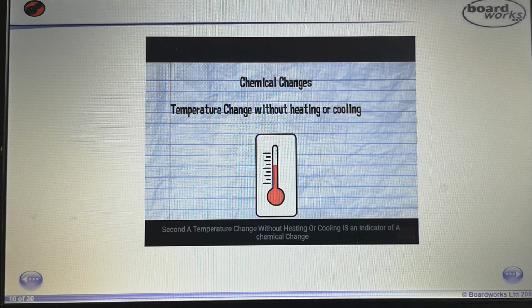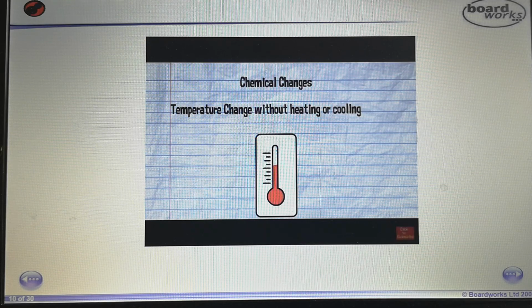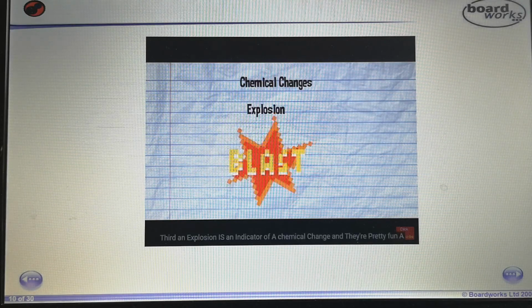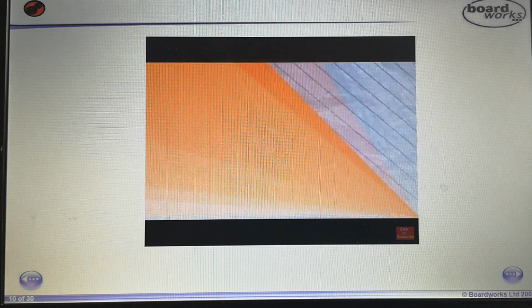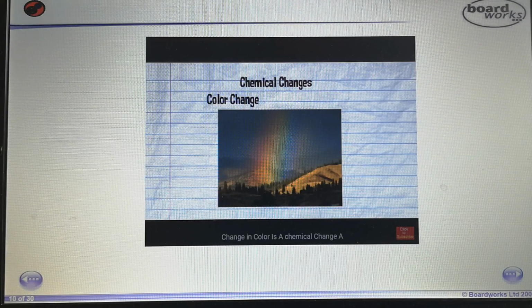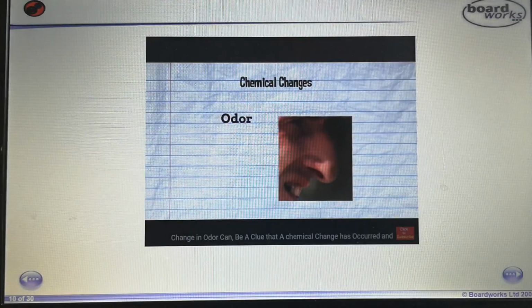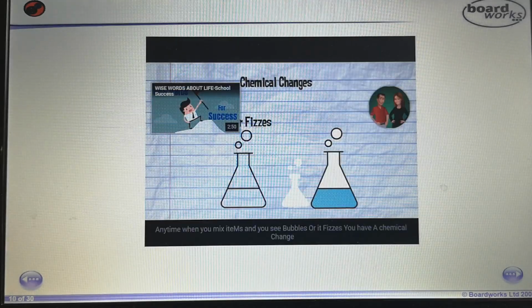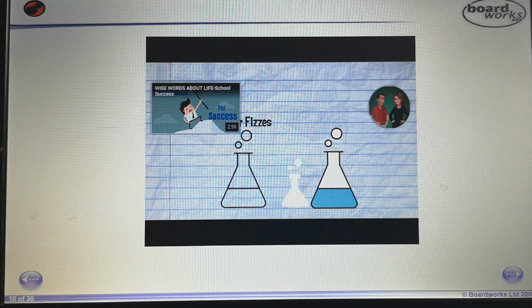Second, a temperature change without heating or cooling is an indicator of a chemical change. Third, an explosion is an indicator of a chemical change, and they're pretty fun. A change in color is a chemical change. A change in odor can be a clue that a chemical change has occurred. And anytime you mix items and you see bubbles or it fizzes, you have a chemical change.